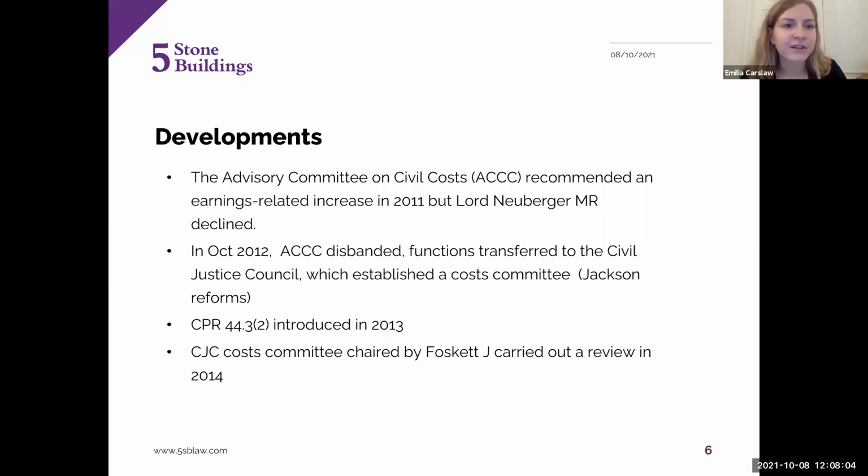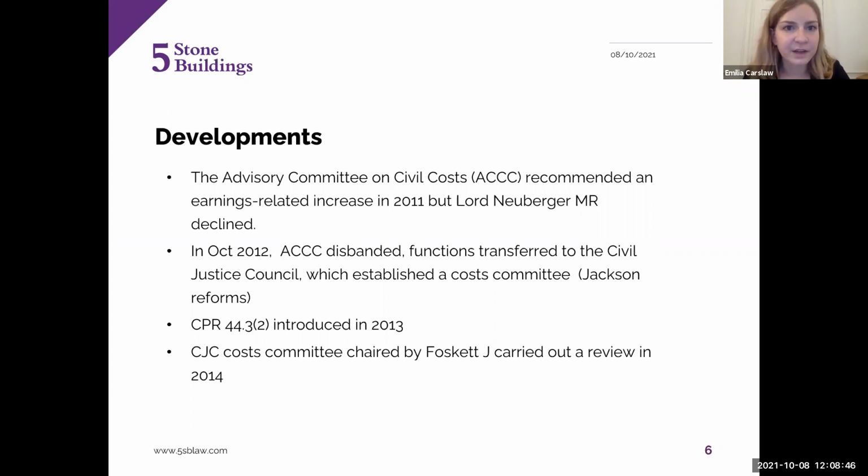Then in October 2012, the ACCC was disbanded by the government and its functions were transferred to the Civil Justice Council, which established a costs committee, which was partly recommended by Lord Justice Jackson in his review of civil costs. There was also a new proportionality rule introduced in 2013 when assessing costs on the standard basis. And then in 2013, 2014, the CJC Costs Committee, which had just been established, chaired by Mr Justice Foskett, carried out a review and produced a report to the Master of the Rolls.